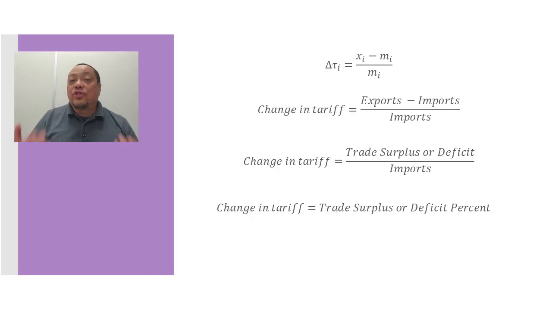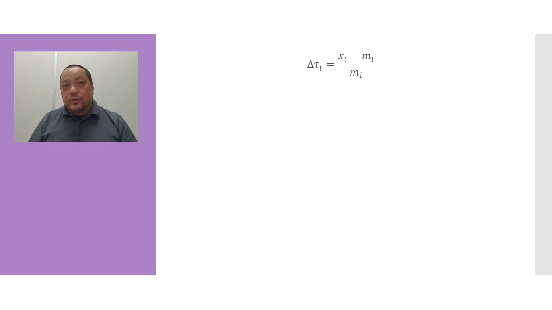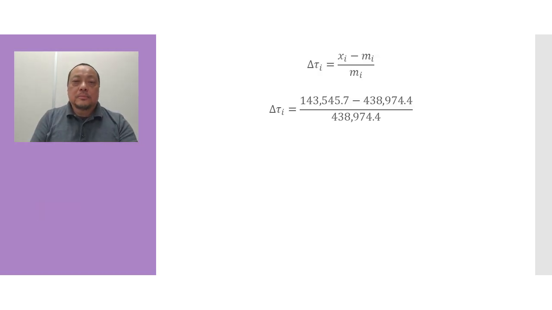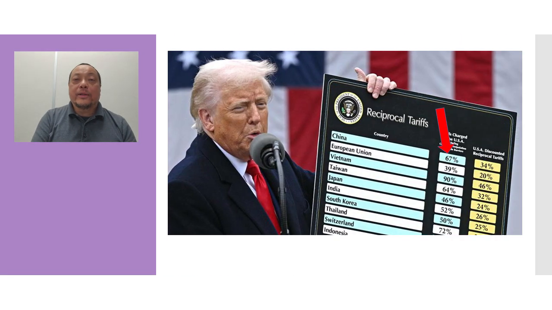Let's apply the formula to China. Here's the information from the Census Bureau. The total export is x sub i and the total import is m sub i, down here in the total 2024. Plug the numbers in the formula. Exports minus imports divided by imports equals negative 0.672, etc. times 100% equals negative 67%, meaning a 67% deficit. Let's go back to this picture of President Trump. That's the 67% that shows up on this column for China.